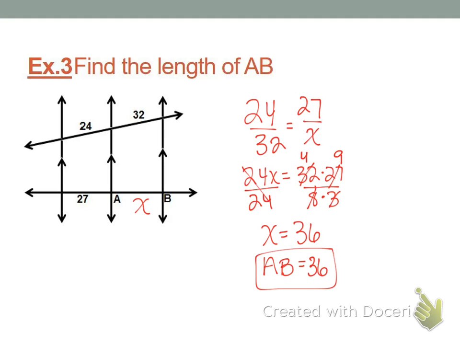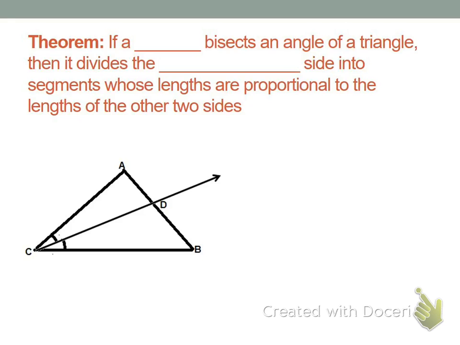Questions on example 3? Okay, we'll keep it going. If a ray bisects an angle of a triangle, then it divides the opposite side into segments whose lengths are proportional to the lengths of the other two sides. Now, in my personal opinion, the wordiness of this gets to be a smidgen overwhelming. But we'll break it down.